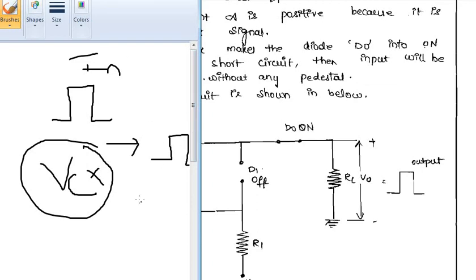So are you getting any kind of pedestal over here? No. So what is the output? What actually it is? The unidirectional gate diode will be eliminating the pedestal. Have you eliminated the pedestal now? Yes or no? So yes, of course you have eliminated the pedestal.